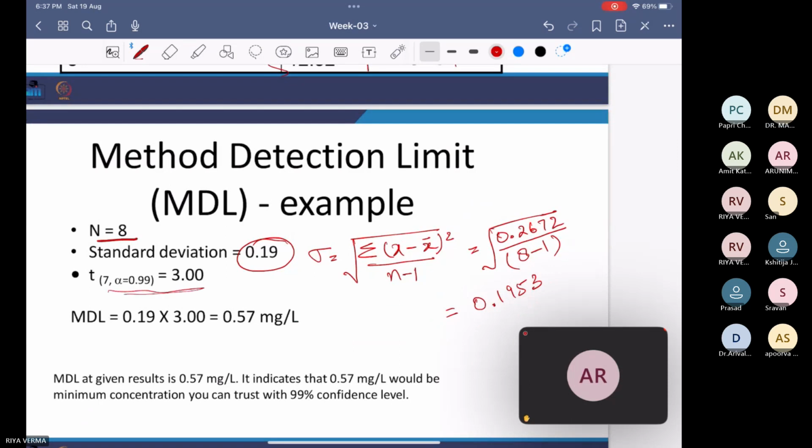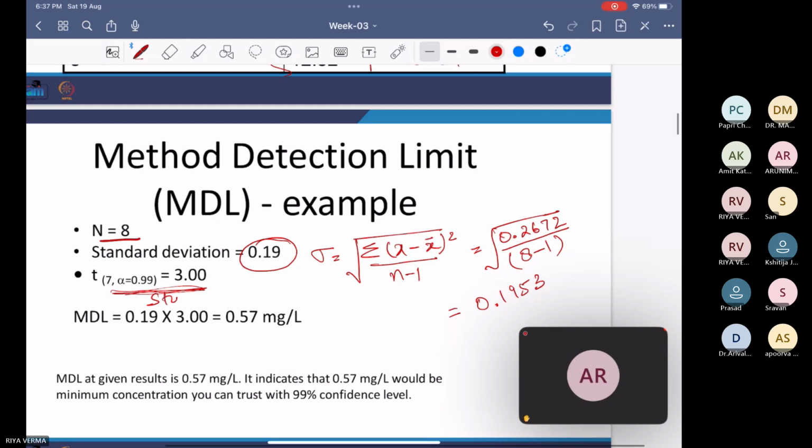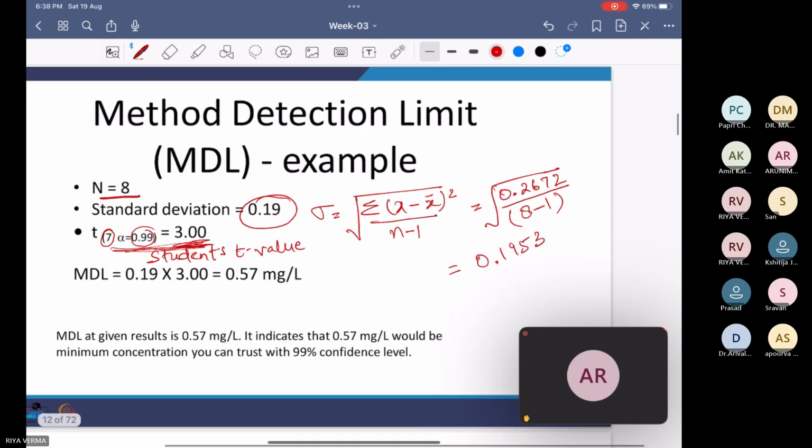This t value, we have a chart for this. This is called students t value. तो वहां पर आप डिग्री ऑफ फ्रीडम 7 एंड 99% कॉन्फिडेंस इंटरवल के लिए जब आप वैल्यू चेक करेंगे टी वैल्यू, दैट विल बी 3 ओनली. सो द मेथड डिटेक्शन लिमिट विल बी इक्वल्स टू 0.19 into 3, that is 0.57, right?